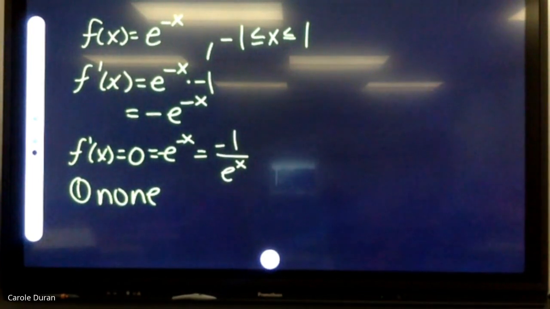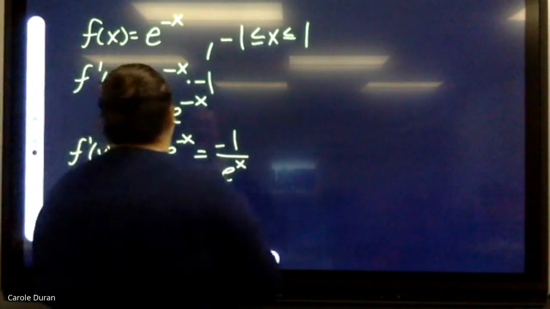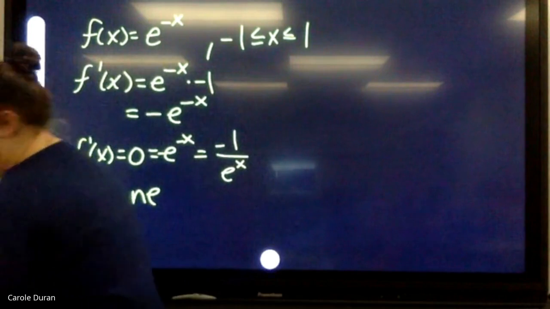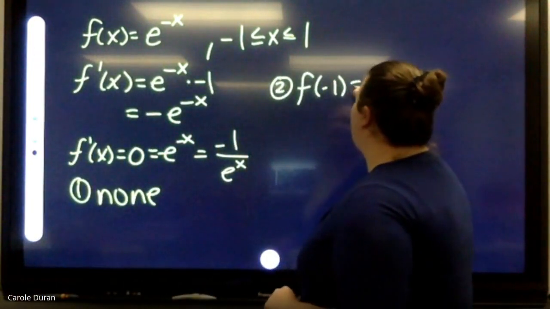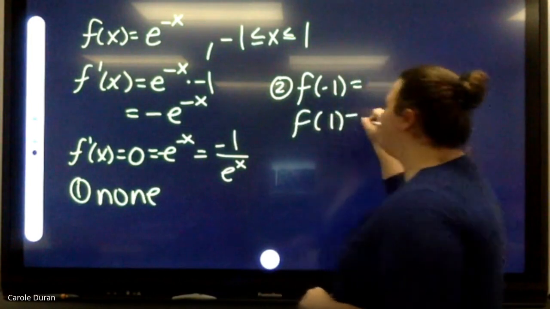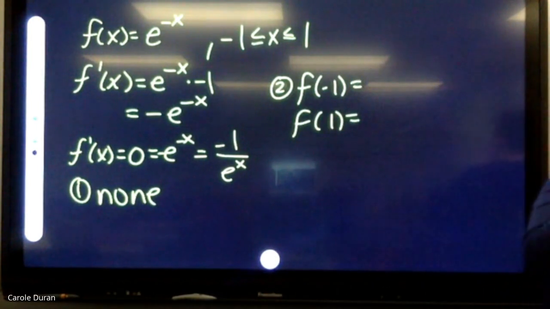What do I have to test after I test my critical points? Your endpoints, so -1 and 1. So for step 2, I'm just going to take that -1 and that +1, and I'm going to plug them into the original function. Anybody know what we're going to get?